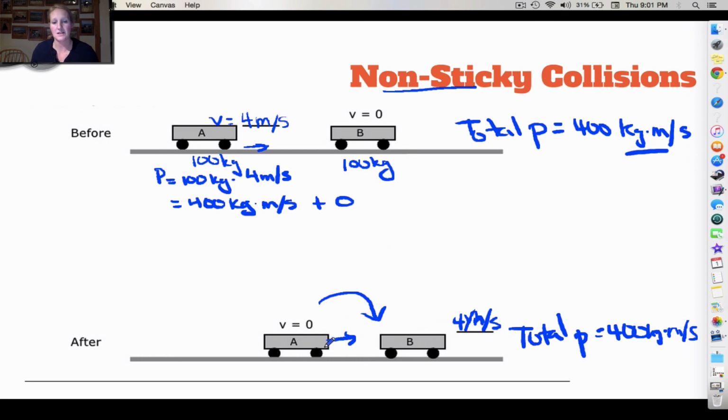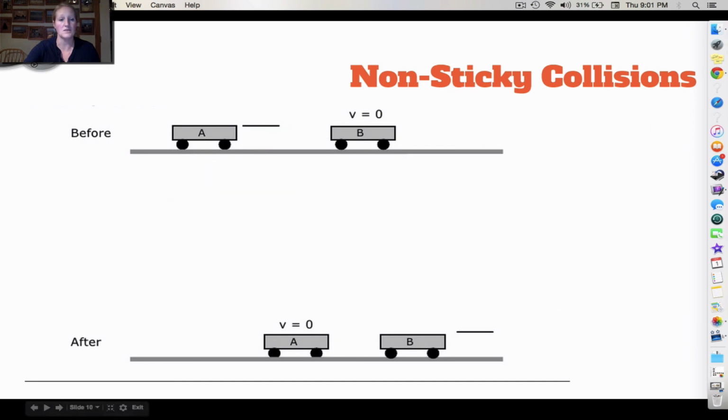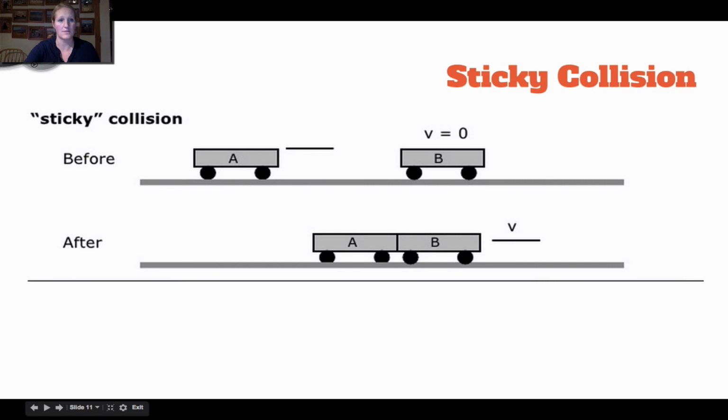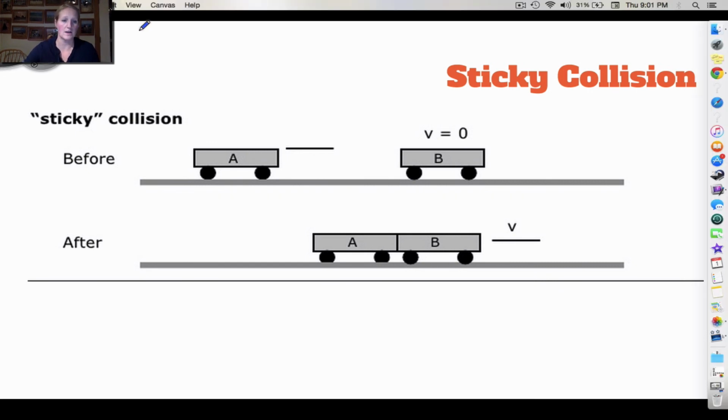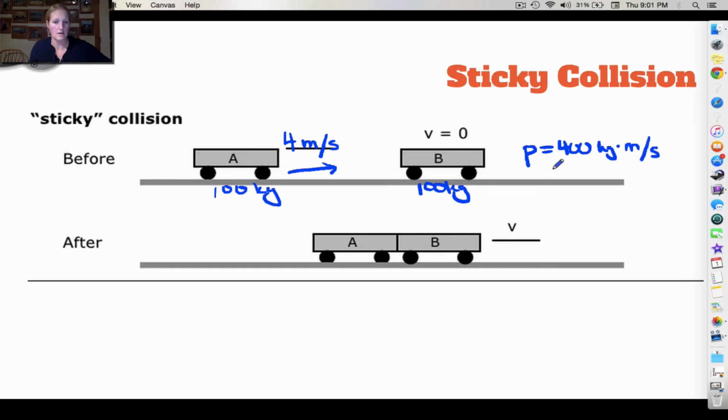Okay, that's in a non-sticky collision where the carts don't link together, they don't touch after the collision occurs, which can often not be the case, right? When collisions occur, there's sometimes stickiness. And so here's an example of a sticky collision. Let's say that we are starting with kind of the same scenario. Both carts are 100 kilograms. This cart is not moving, so zero velocity, sorry, no momentum coming from this. Cart A is going to bump into it, but we know that the initial momentum is equal to 400 kilogram meters per second. There's none here, so P of cart B is 0, but P of cart A is 400.